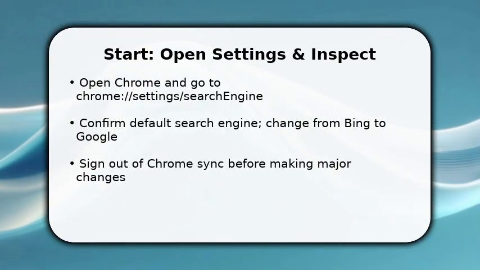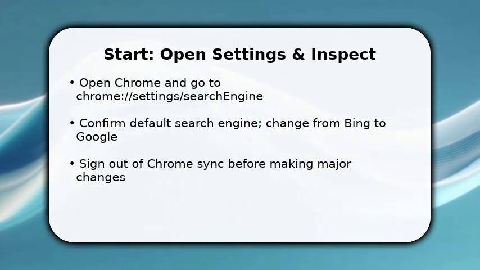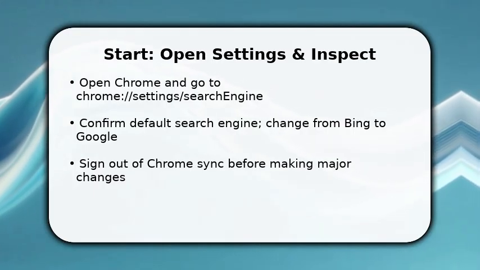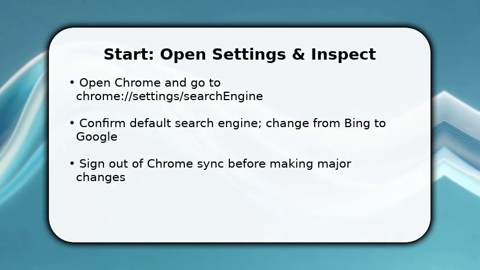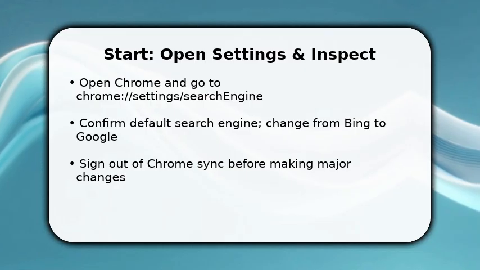You're starting now. Open Chrome and navigate to chrome://settings/searchEngines. You'll see the default engine listed. Switch it to Google if Bing is selected. Once done, sign out of Chrome Sync so changes don't immediately reapply across devices.